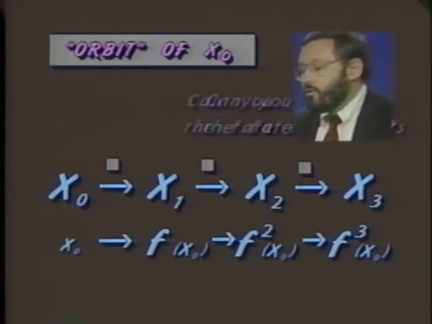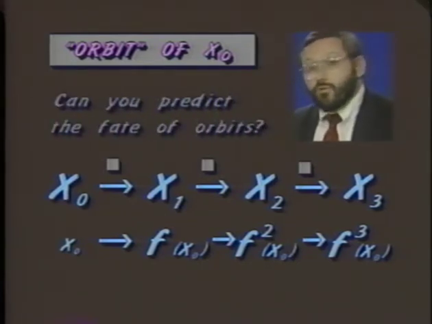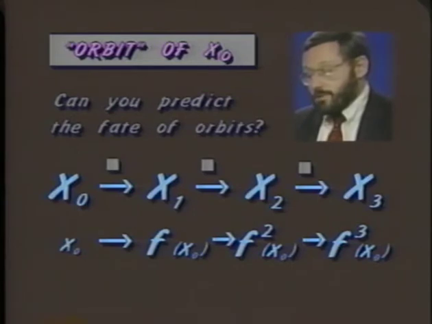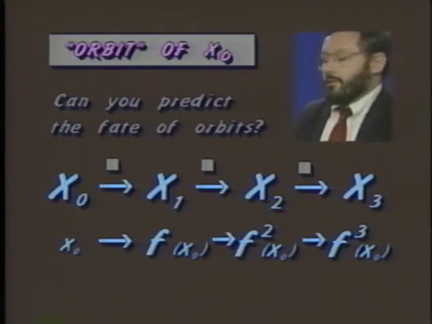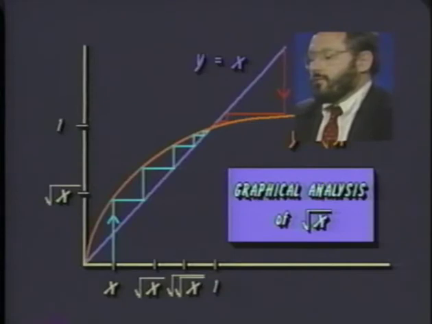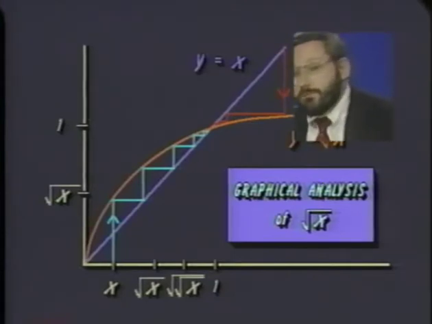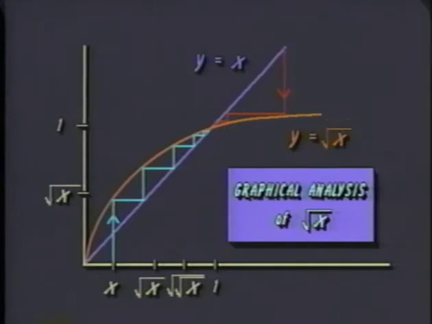So the question in mathematics, akin to the question we asked in the beginning, is can you predict the fate of orbits of this dynamical system? Well, now let me interject some mathematics into all of this. Let me show you how you can predict the fate of simple orbits, of simple dynamical systems, by a procedure I call graphical analysis. For example, consider the square root function.